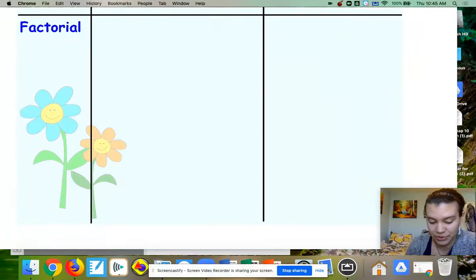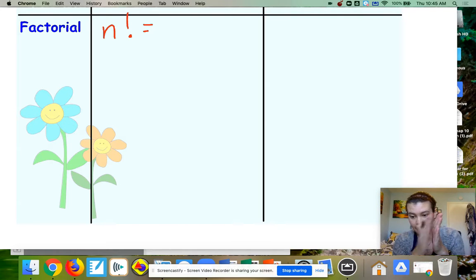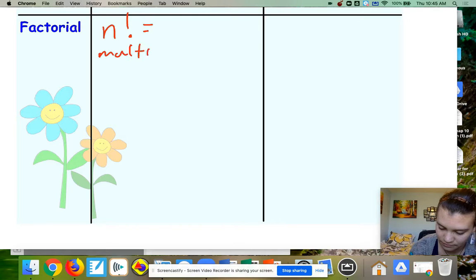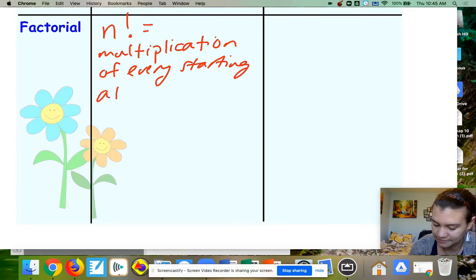Okay, so factorial is written as n with an exclamation mark. This means you multiply that number and every number below it until you get to 1. So multiplication of every number starting at n and going to 1.